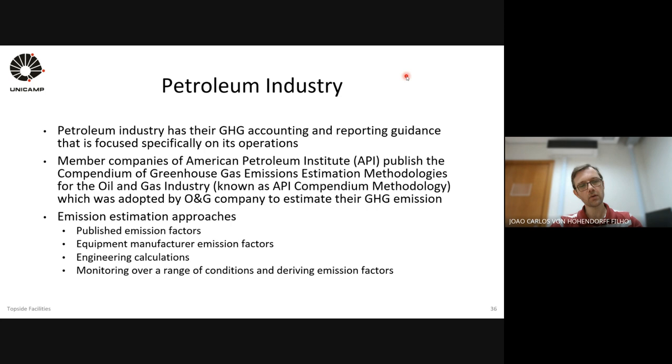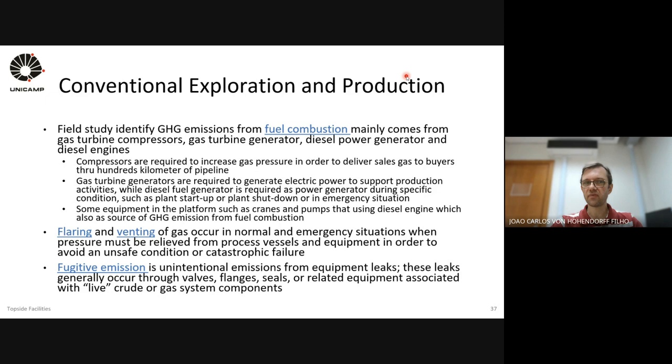But what is important to verify? For a conventional exploration and production field study, greenhouse emissions come mainly from fuel combustion: gas turbine compressors, gas turbine generators, turbo compressors, diesel power generators, and diesel engines.